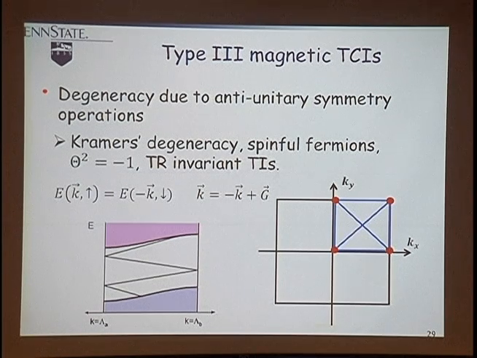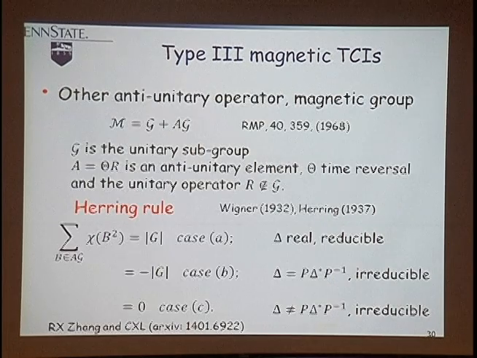So now let's look at the third type of case. Here we have an anti-unitary symmetry operator like the time-reversal symmetry operator, and we know that for time-reversal symmetry, the most familiar way to get degeneracy at the time-reversal invariant momentum is because for a spin-1/2 system theta squared equals -1. It will give you this degeneracy at the time-reversal invariant points. So the question is whether we can have some other anti-unitary operator which can give you this degeneracy, and that is true.